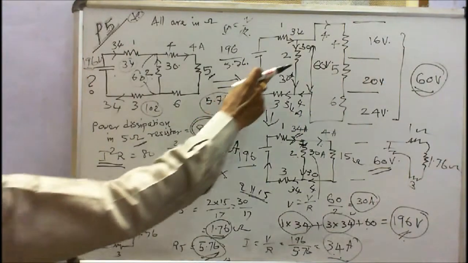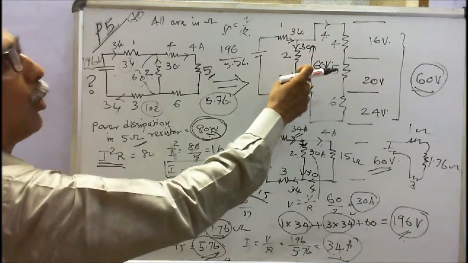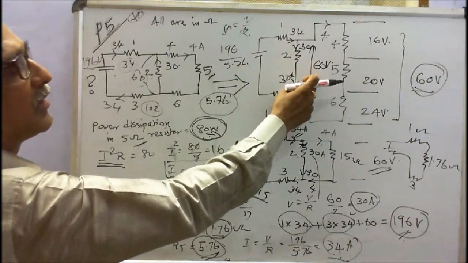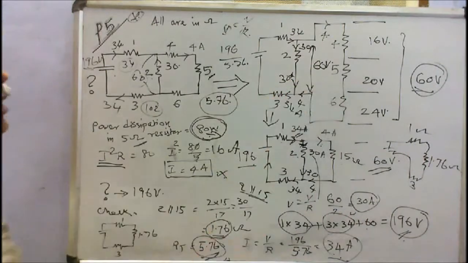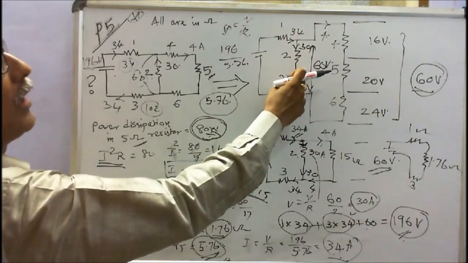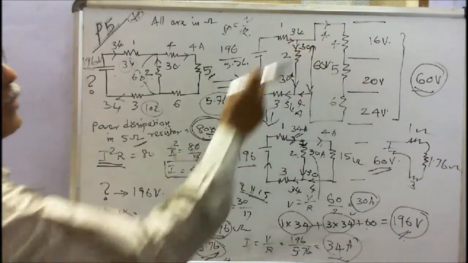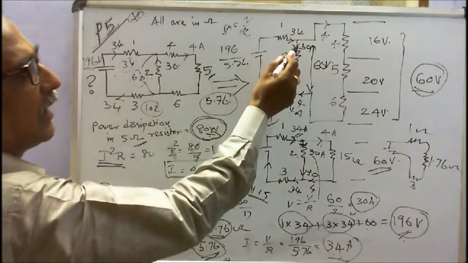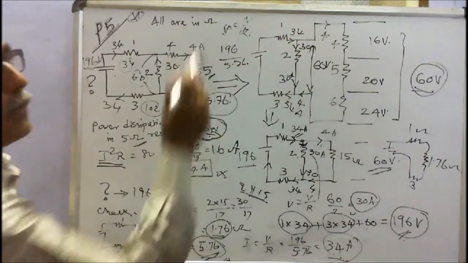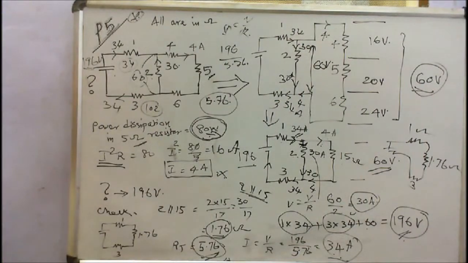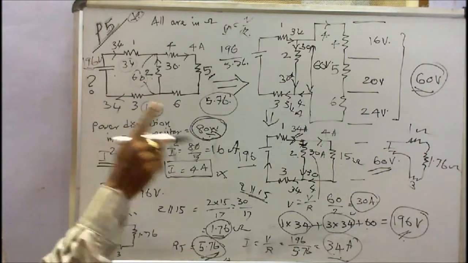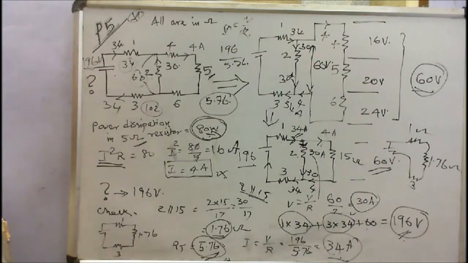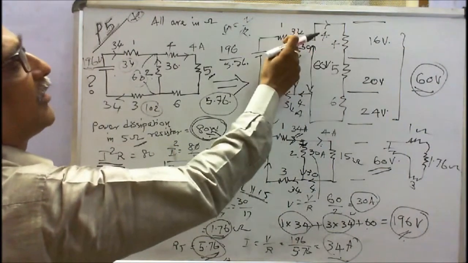The 2 ohm resistance is connected across this. Therefore, the voltage appearing across the 2 ohm resistance is 60. Current flowing in the 2 ohm resistance is 30 amps. Naturally, current towards the junction is 30 plus 4, 34. According to Kirchhoff's law, current towards the junction is equal to current leaving the junction. This is 30 plus 4, that is equal to 34.